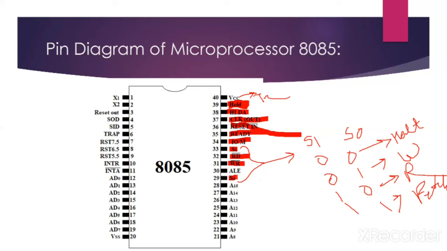Next pin is ALE, that is address latch enable. It is one special output signal generated by the microprocessor to indicate the beginning of the operation. Means it only indicates the beginning of operation.